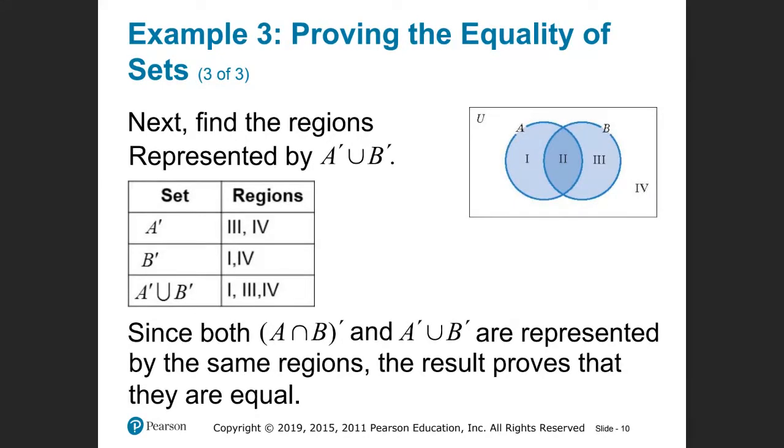Next, we want to find the regions represented by the complement of A union complement of B. So we need to find the complement of A, which would be everything not in A, which would be regions 3 and 4. Same with the complement of B. It'd be everything not in B, which would be regions 1 and 4. So the union of those two would be 1, 3, and 4. Then if we look back at the preceding slide and this slide and the tables on both of the slides, we see that these are representing the same regions, so this proves that they are equal.